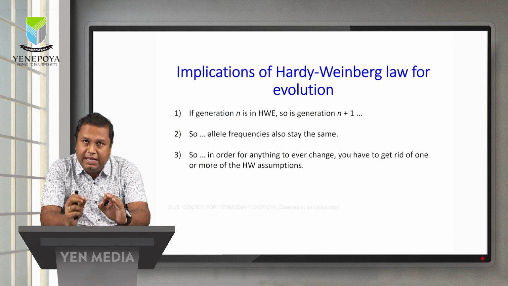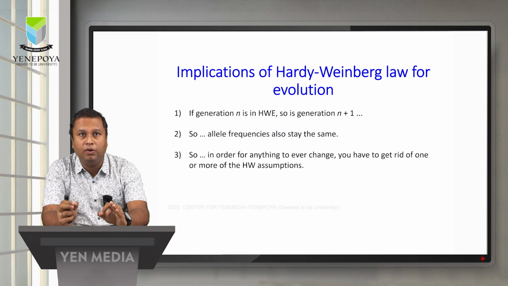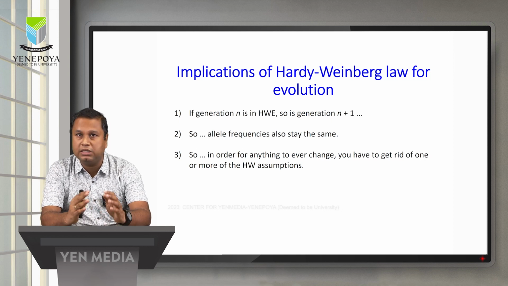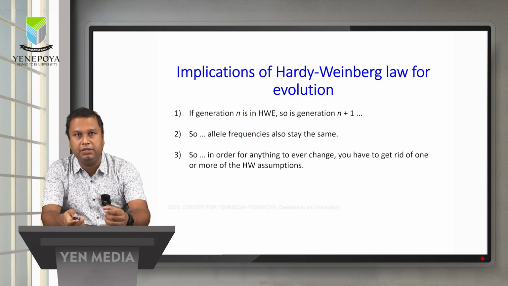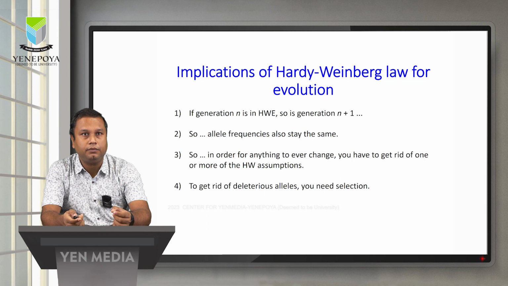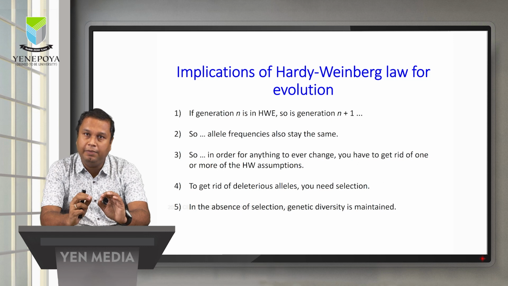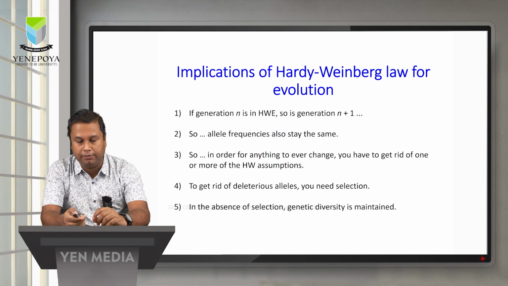In order to have any sort of change, you need to get rid of one or more Hardy-Weinberg assumptions. Either you have some sort of mutation or migration or natural selection, or the population has to be of smaller size. Something like that has to happen to change something. That means evolution occurs. To get rid of any bad or deleterious allele, you need natural selection. Natural selection has the only power to get rid of bad alleles. In absence of natural selection, genetic diversity will be maintained by random genetic drift.